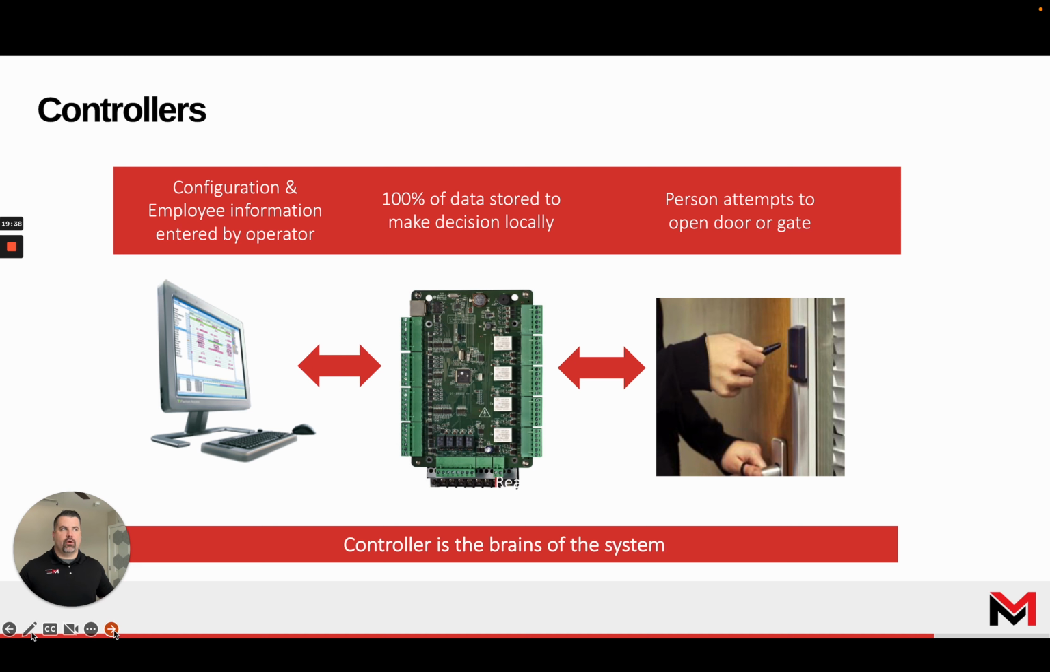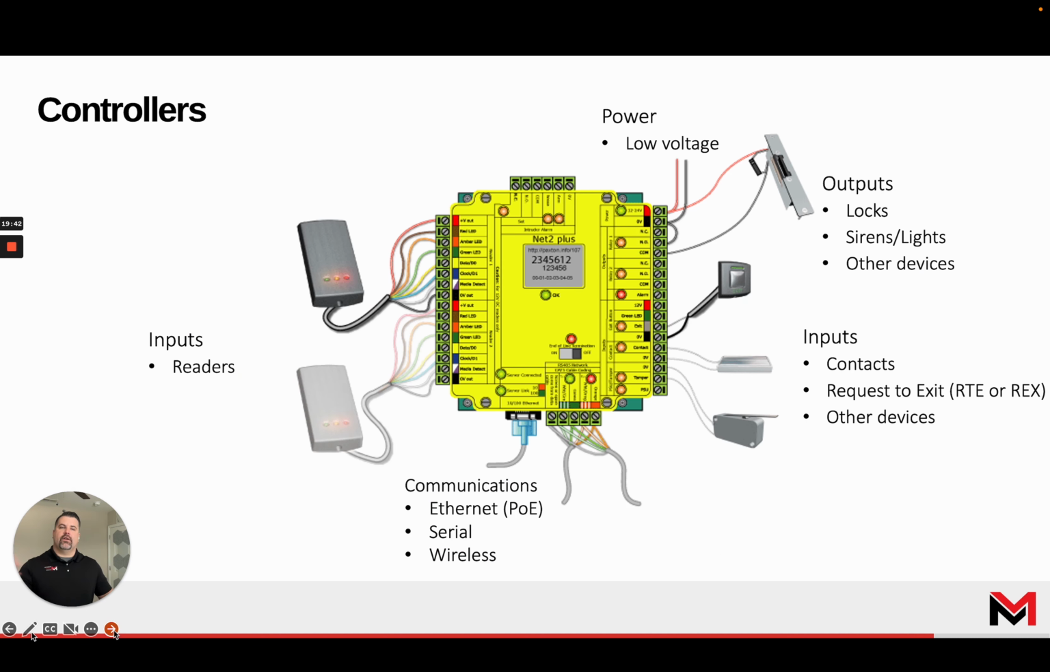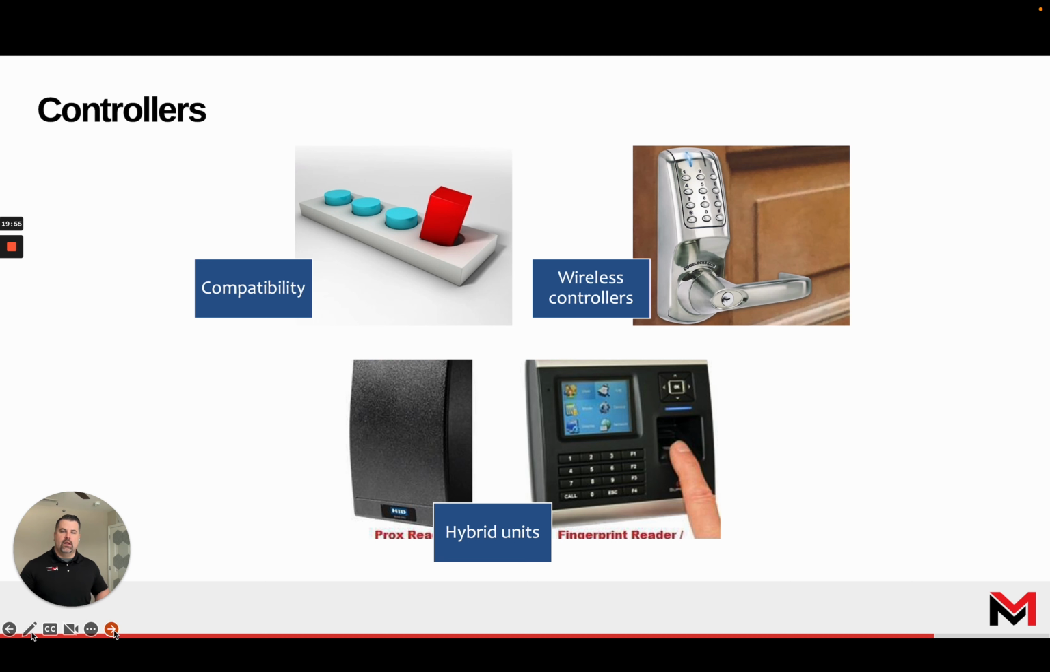We often say the controller is the brains of the system, and very similar, there's a ton of different devices and things that can be connected and wired into these. So just know that there's a lot of different varieties. This is one example of all the different inputs and outputs that can be associated.